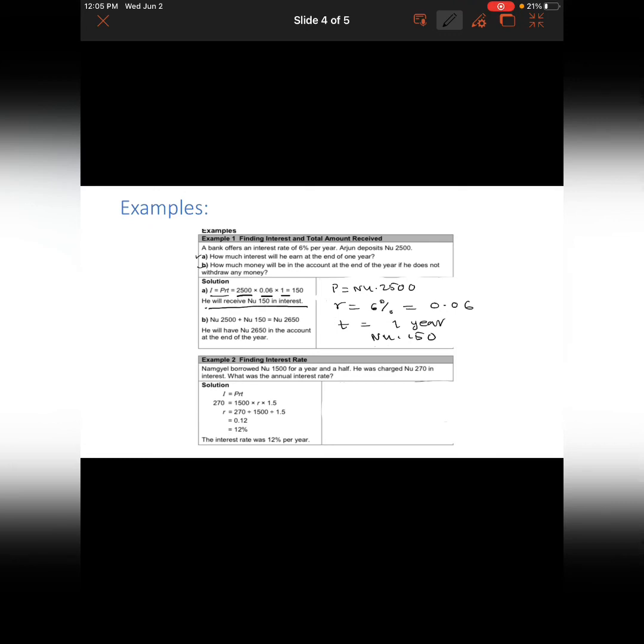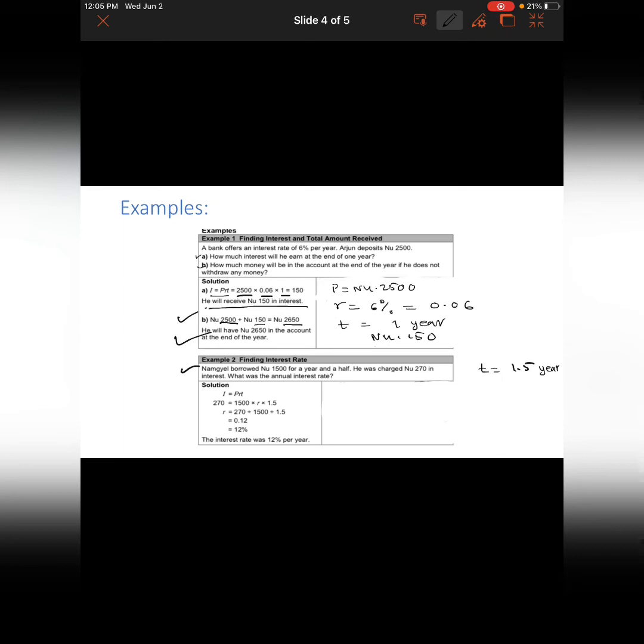Now second part, you have to find the total amount. Since he does not withdraw any money within the year, you just have to add the interest to the principal. So 2500 plus 150 is Newton 2650. Very simple, right? Now second example, Namgyal borrowed Newton 1500 for a year and a half. That is, your time is 1.5 years. He was charged Newton 270 in interest.